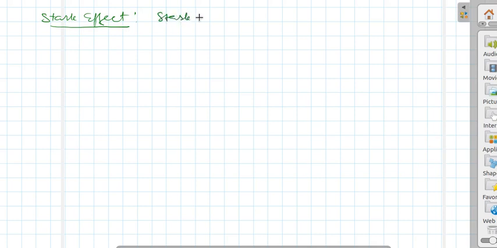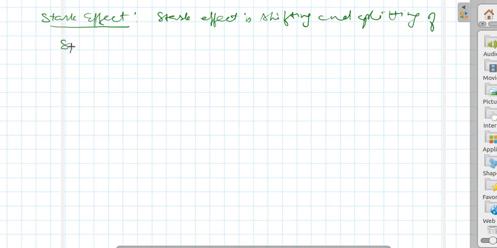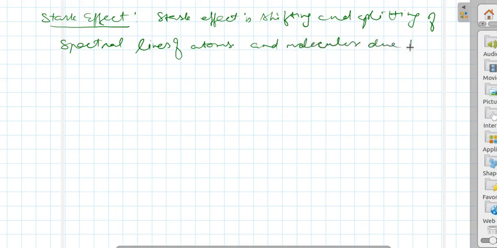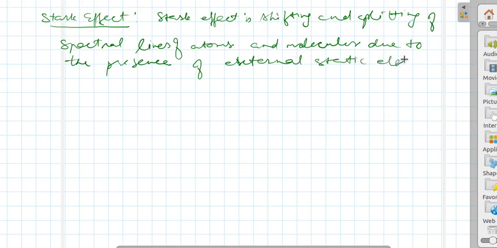The Stark effect is the shifting and splitting of spectral lines of atoms and molecules due to the presence of an external static electric field. So this is the meaning of the Stark effect, right?